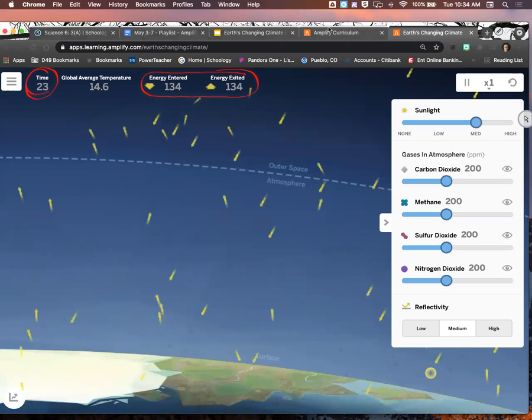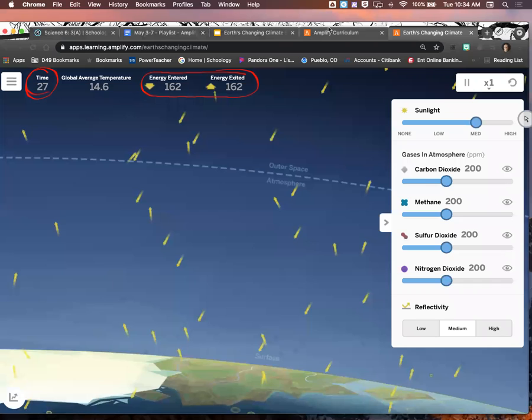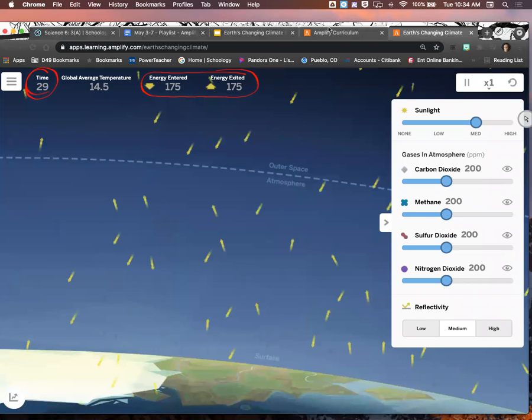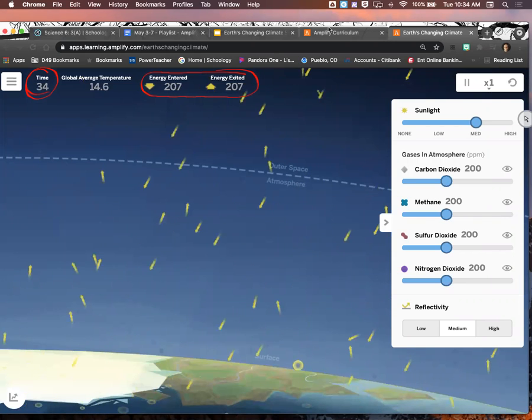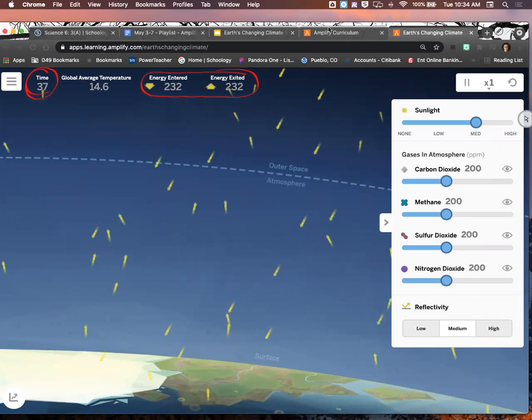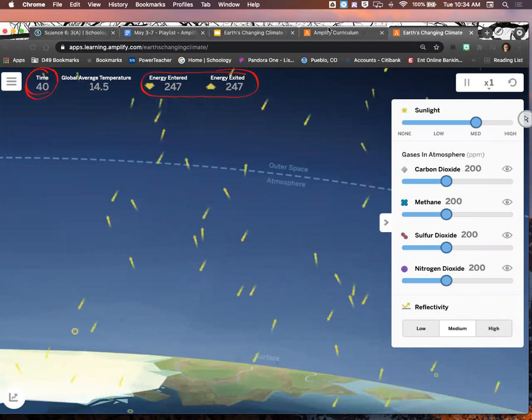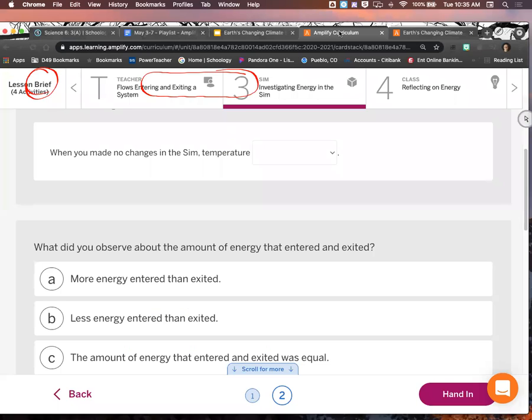But it's running about the same numbers entering and exiting. I see the global average temperature started out at 14, it dropped a little bit, and now it's just a little bit above. And the energy entering and exiting is still, oh, let's stop. There we go, we're at time 41, and the energy entered and the energy exited are exactly the same. So that's one of our tests.